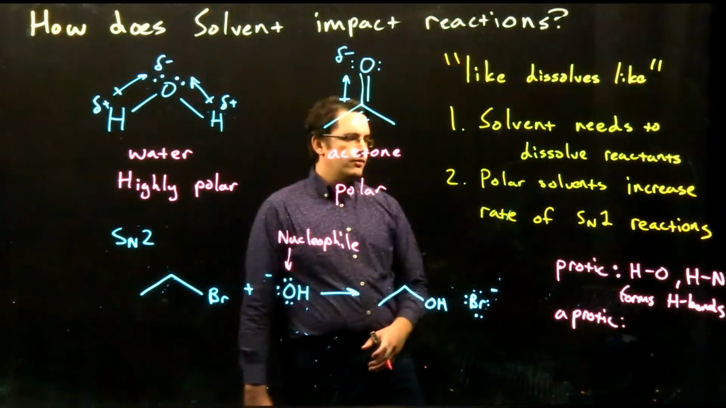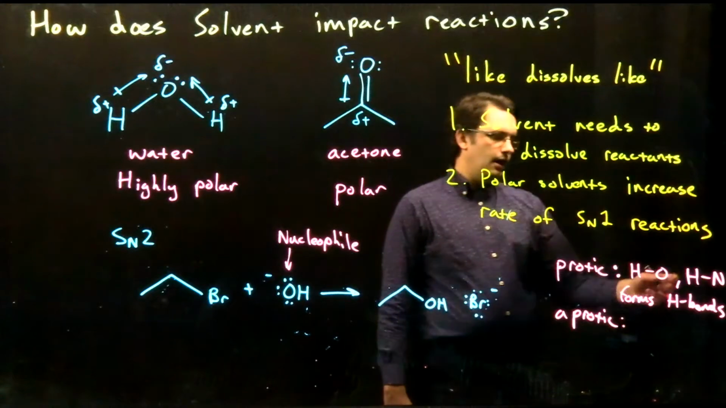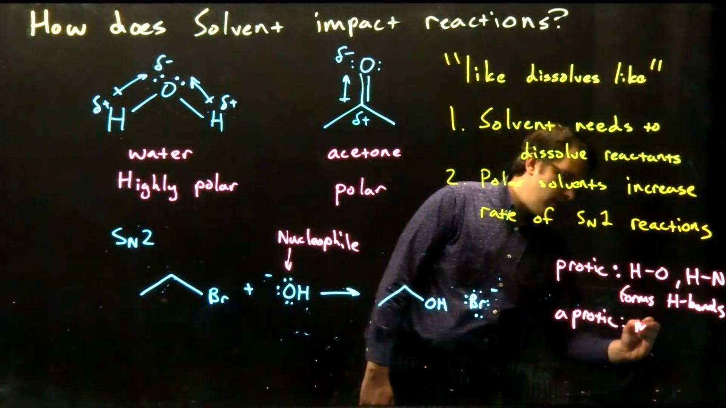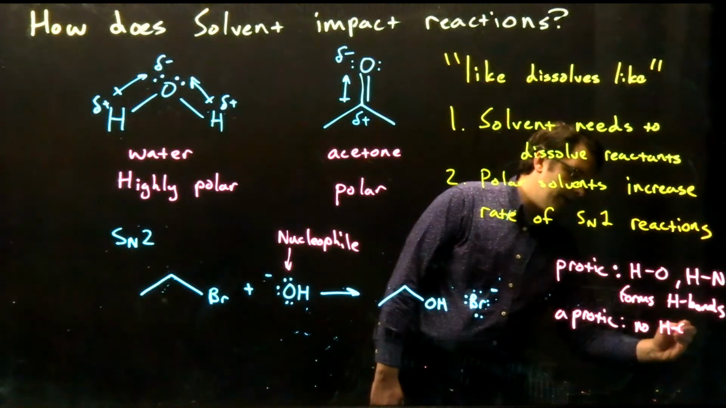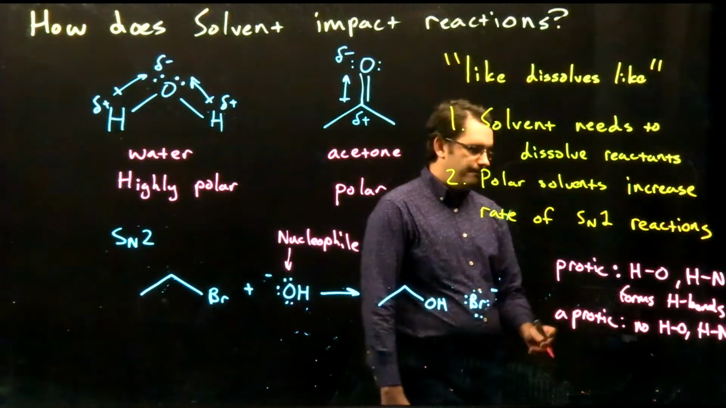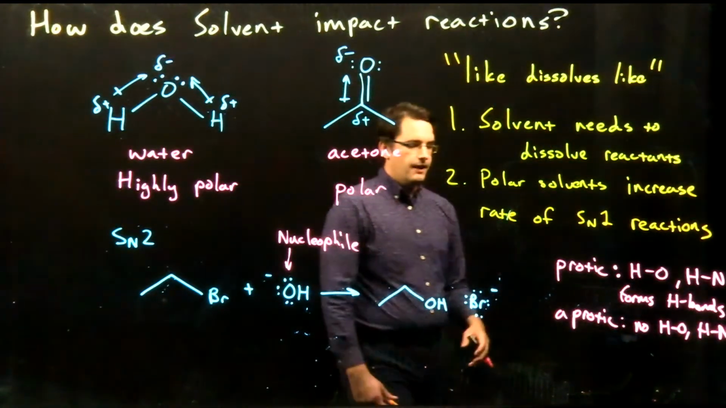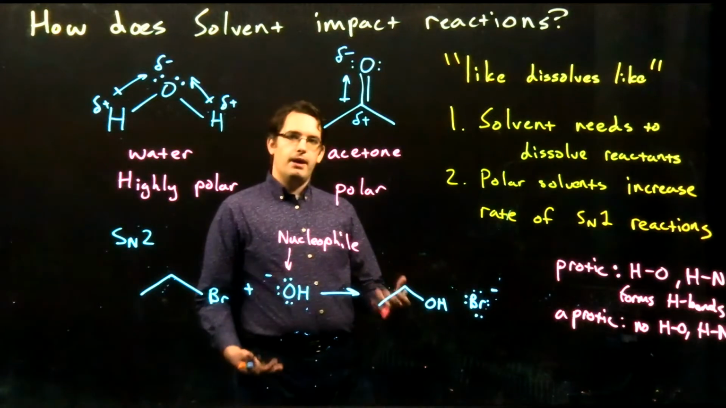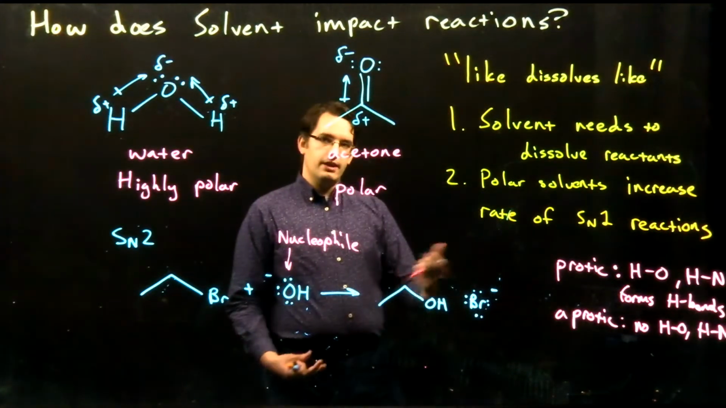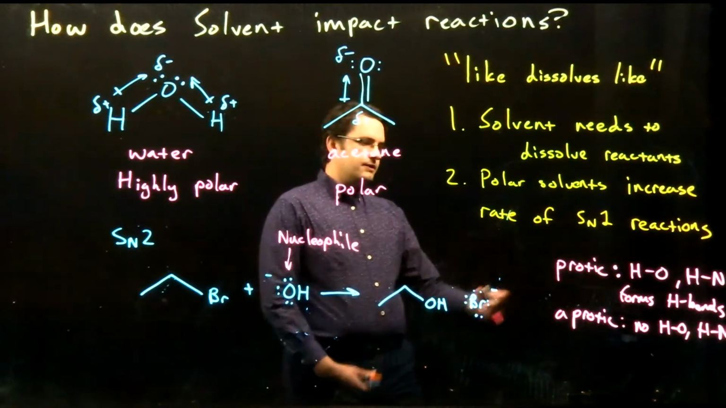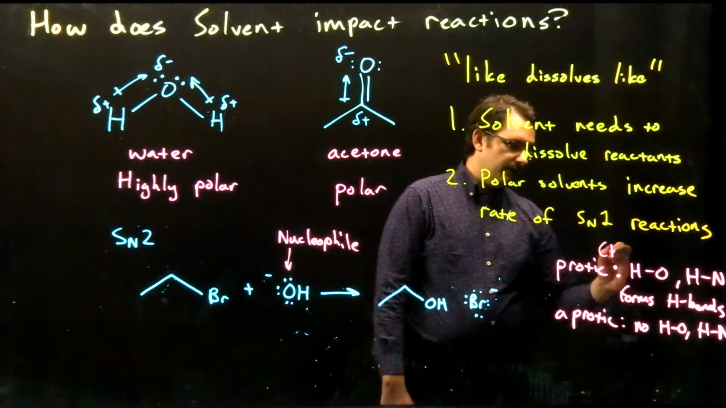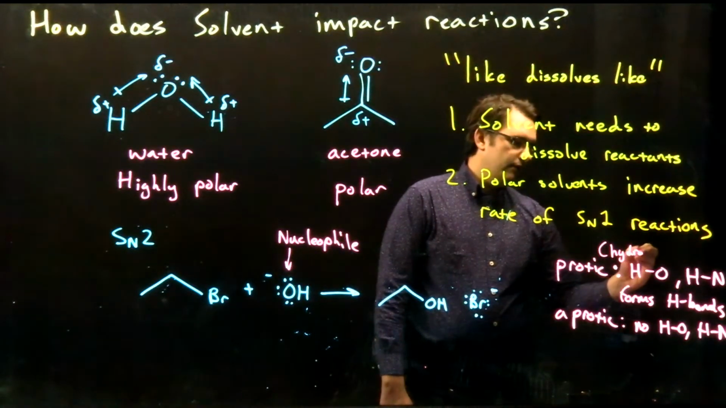An aprotic solvent would be something that doesn't have any hydrogens attached to electronegative atoms, and therefore it can't form hydrogen bonds with itself. We would also say that it's not a hydrogen bond donor. A hydrogen bond donor is something that has a hydrogen attached to an electronegative atom that can be used to form that hydrogen bond. So we could also say that protic would be something that is a hydrogen bond donor.